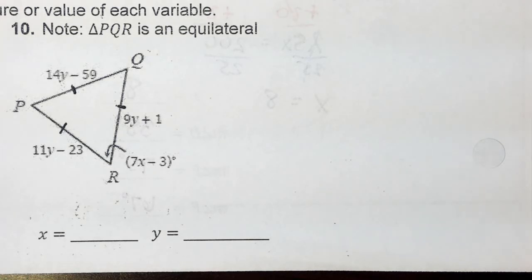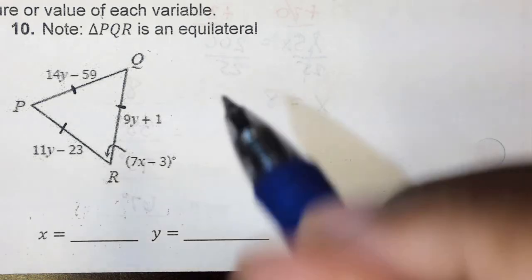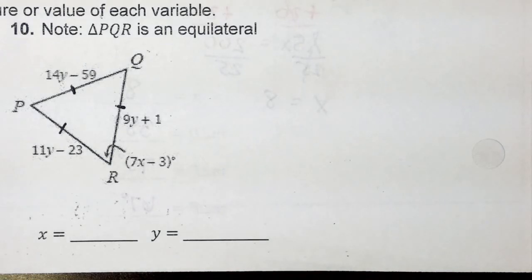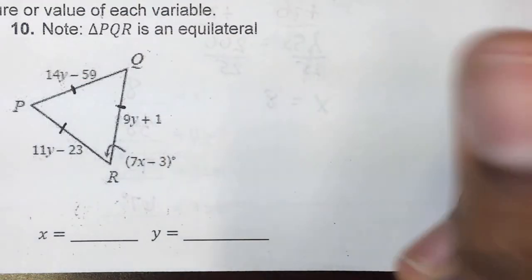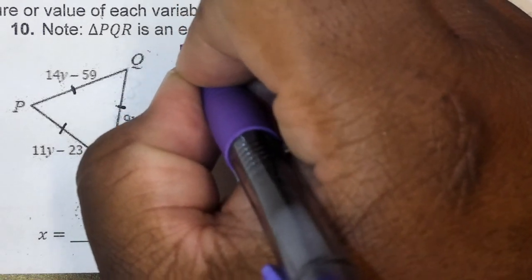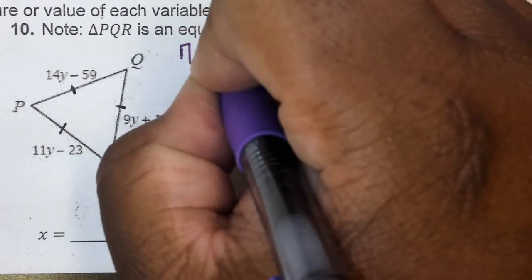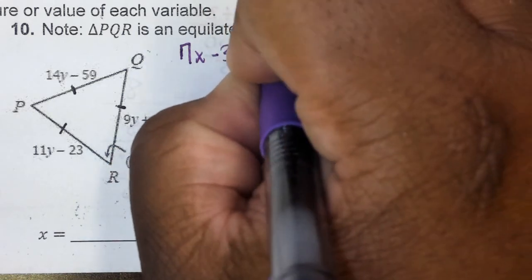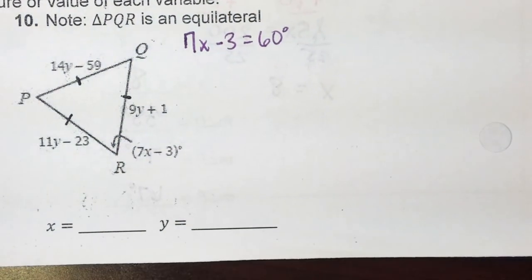Good. Thank you, sir. You're shining today, son. To solve for X, alright, 7X, let me get my purple pen to work. 7X minus 3 equals 60 degrees. Y'all should all know why. We call this an equilateral triangle, yes? All these angles have to be 60 degrees. Told y'all it's a common sense subject.